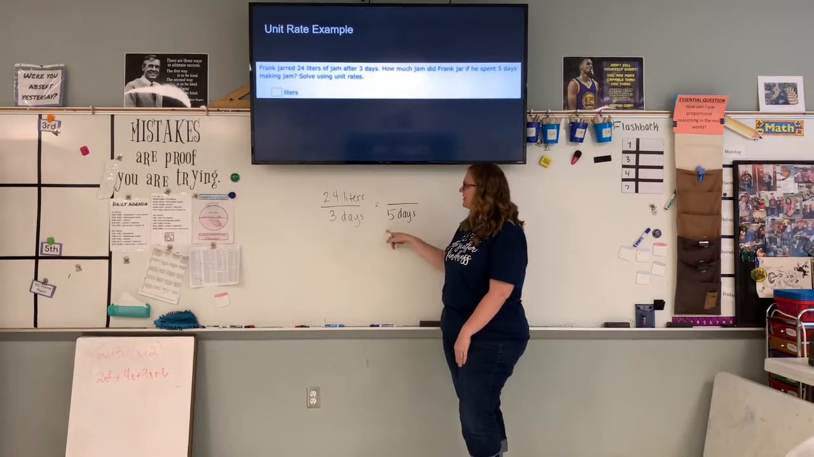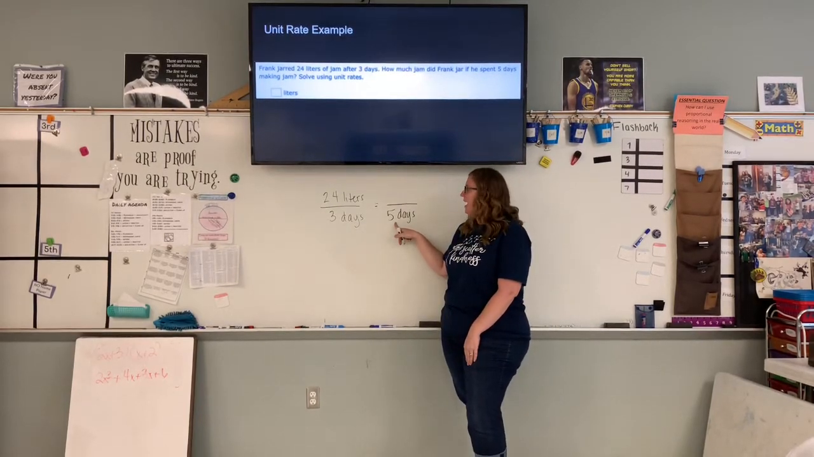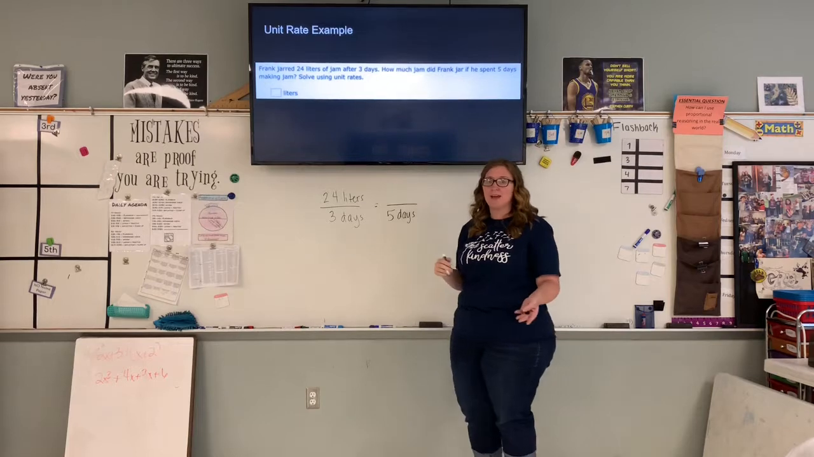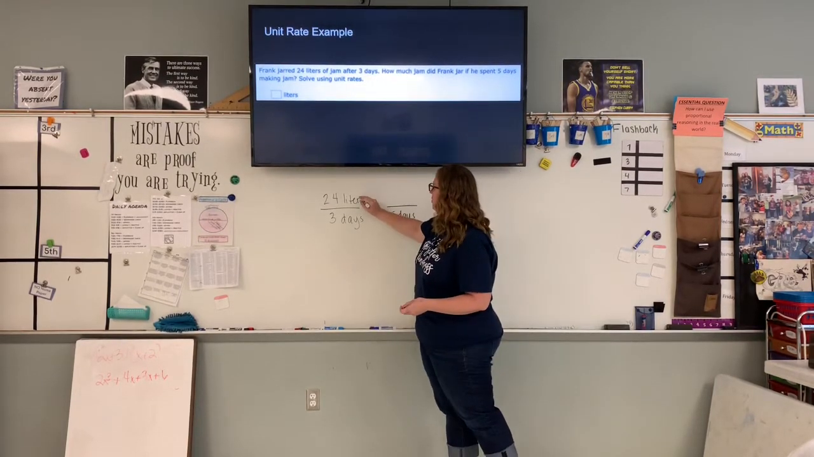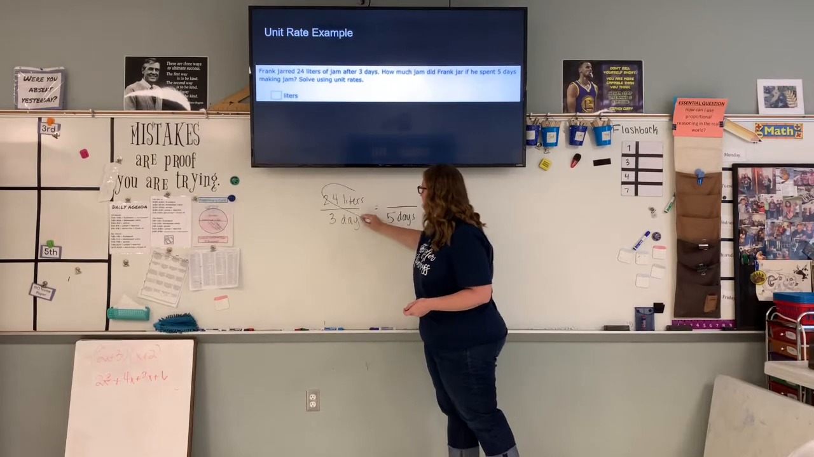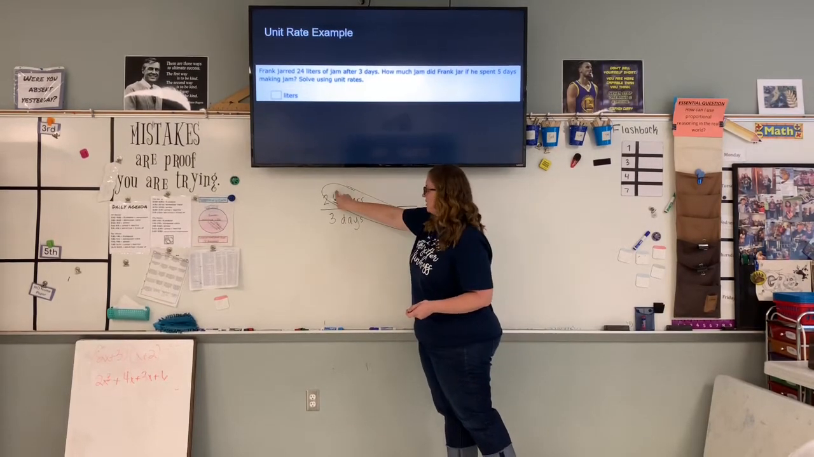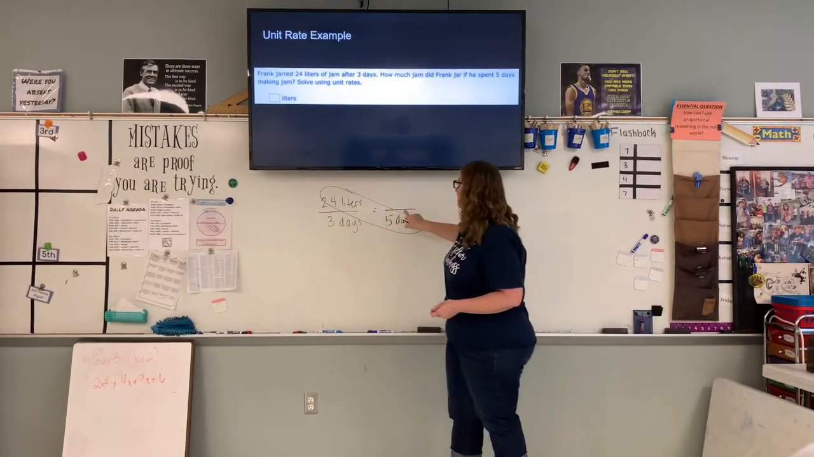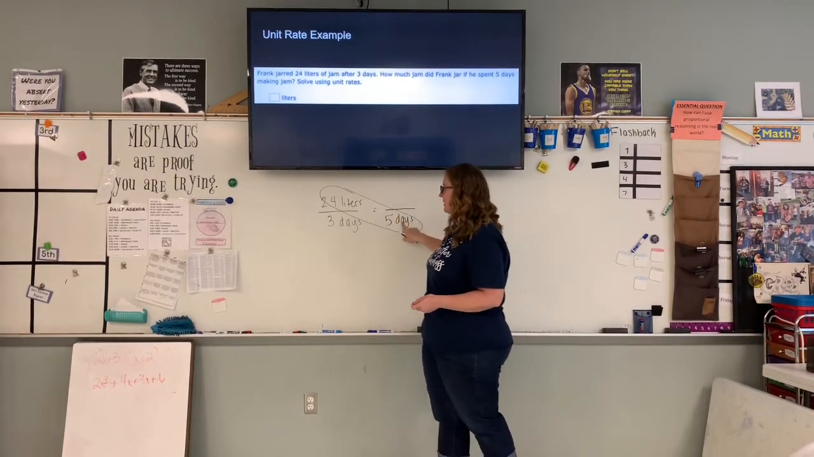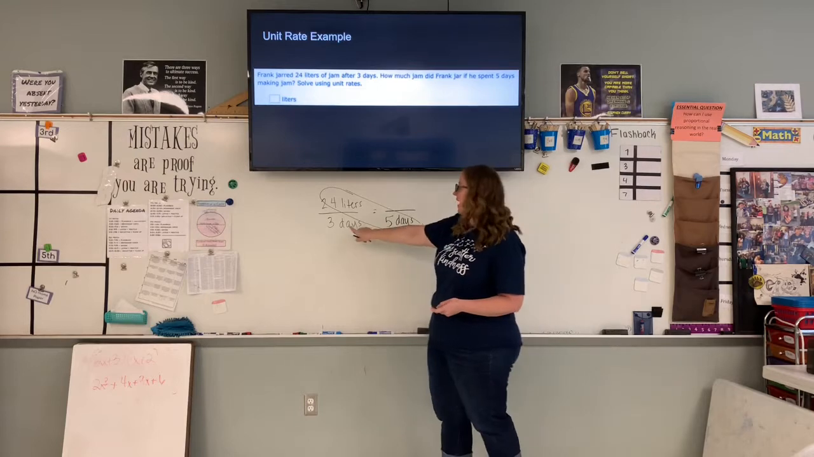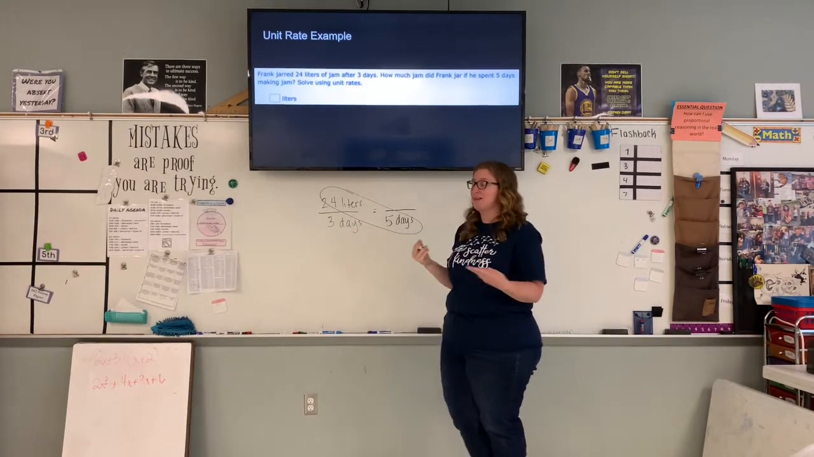Now, 3 doesn't evenly go into 5. And so this is why we call it cross multiplication, or sometimes you're going to hear it cross products. What you're going to do is multiply the numerator on the first rate and the denominator on the second rate. Multiply those numbers together and then divide by 3. And we should come up with the same answer.